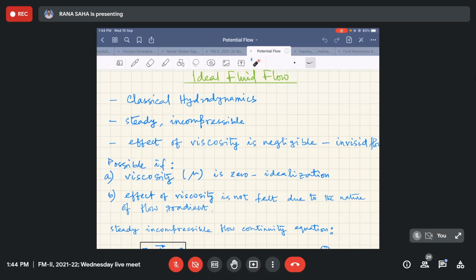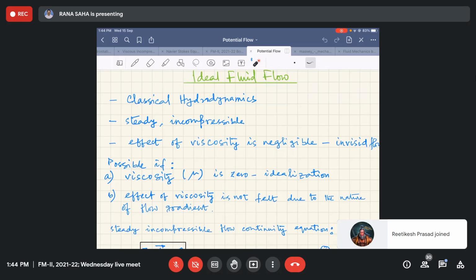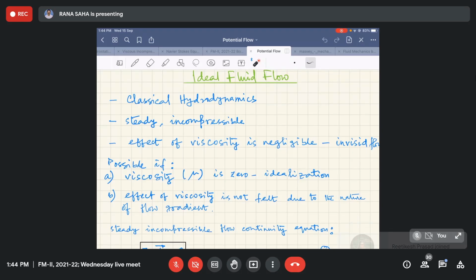But one may ask then, sir, what is the relevance of studying the same age-old ideal flow situation or ideal fluid flow when there is no such situation in reality? The answer is yes and no, both. Yes, in reality there is no such situation that can be perfectly considered ideal.